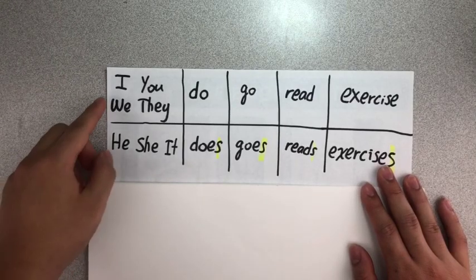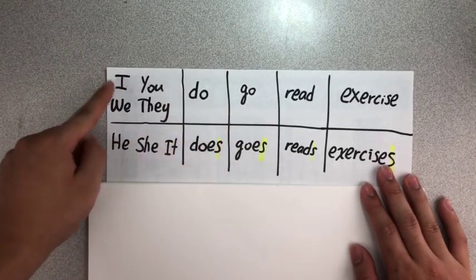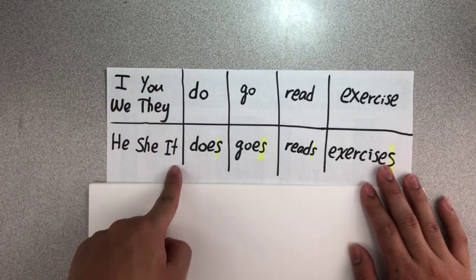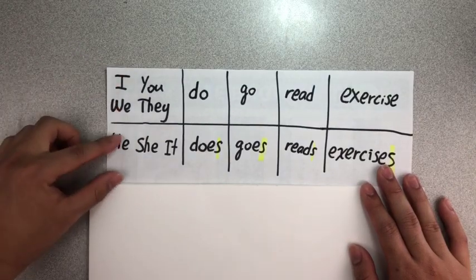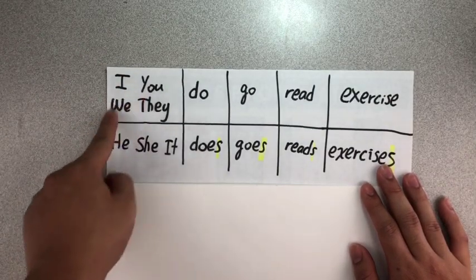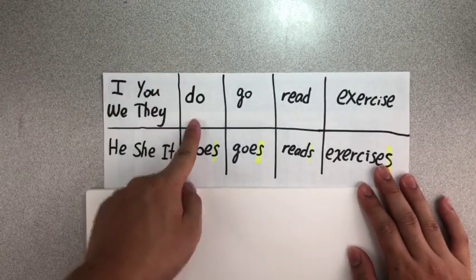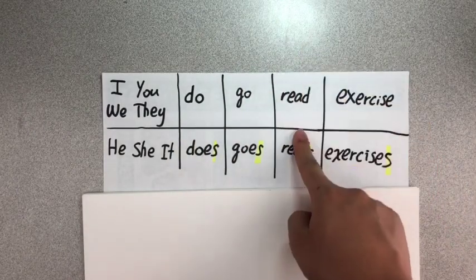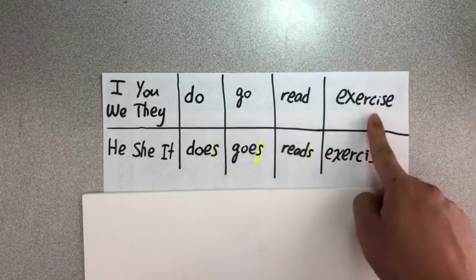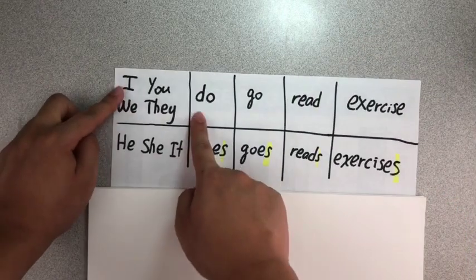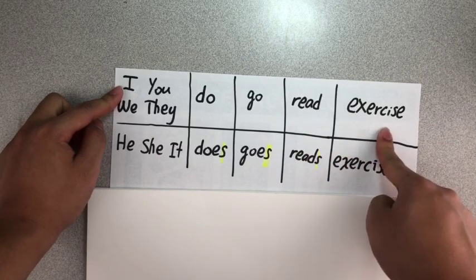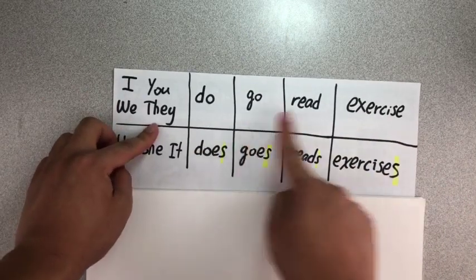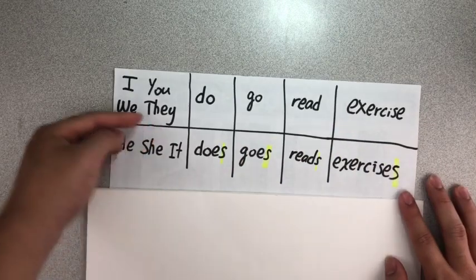Now let's get some practice with verbs. We have I, you, we, they for pronouns, and he, she, it. This is different, and this is different. I, you, we, they. To do is do. To go, go. To read, read. To exercise, exercise. I do, I go, I read, I exercise. We do, we read. They go, they exercise.